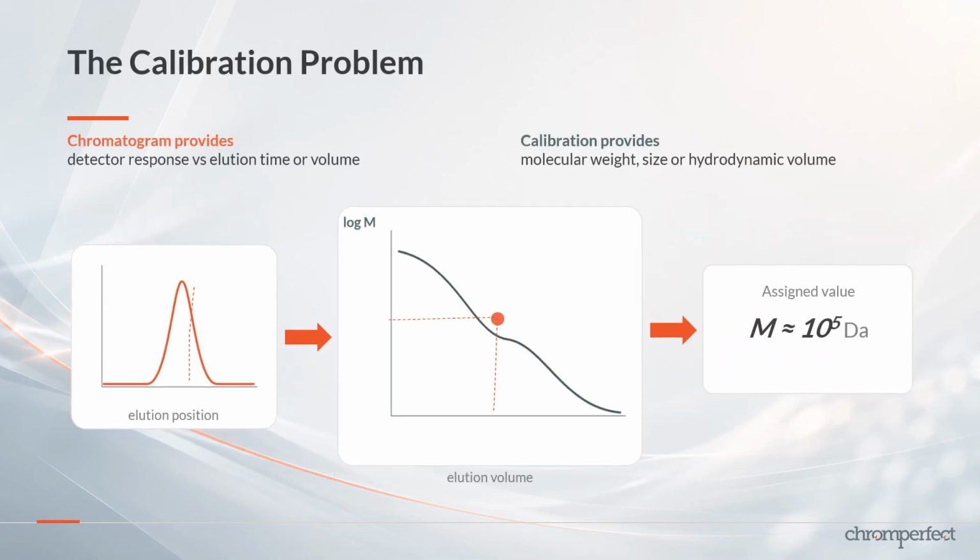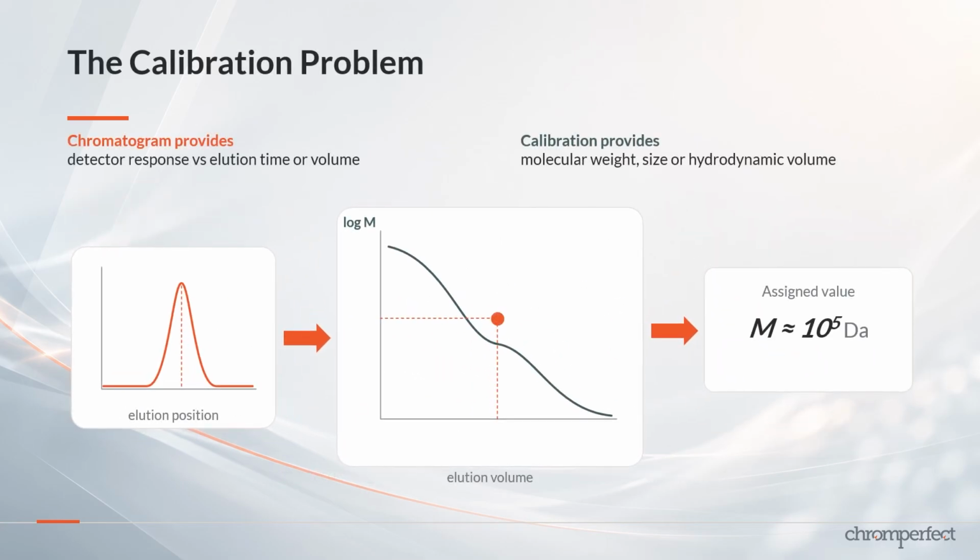An SEC chromatogram initially provides detector response as a function of elution time or elution volume. To produce molecular weight information, we require a calibration relationship that connects each position in the chromatogram with a molecular weight, molecular size, or hydrodynamic volume.